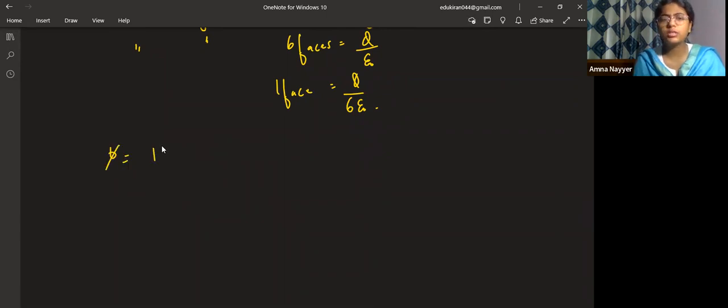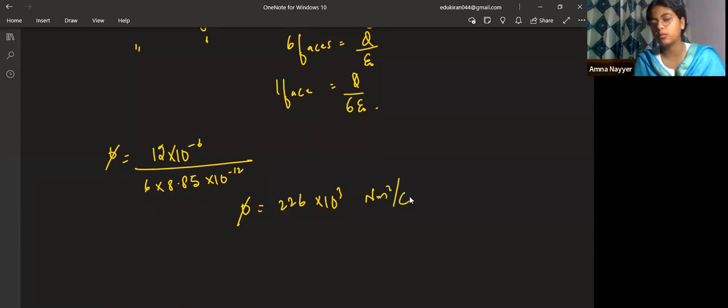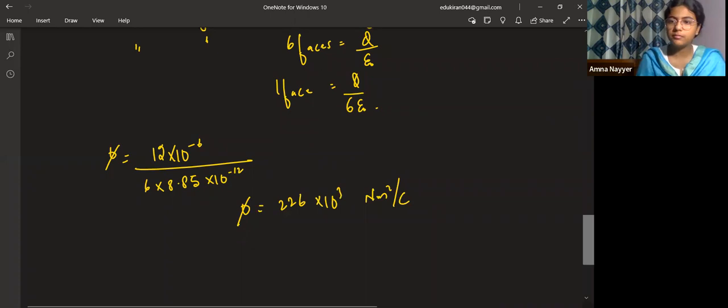12 microcoulomb was given, no? 12 into 10 to the power minus 6, divided by 6 into 8.85 into 10 to the power minus 12. So as rightly answered by Priyadarshini, the value would be 226 into 10 to the power 3 Newton meter square per coulomb. This came last year only. Fine, note it down.